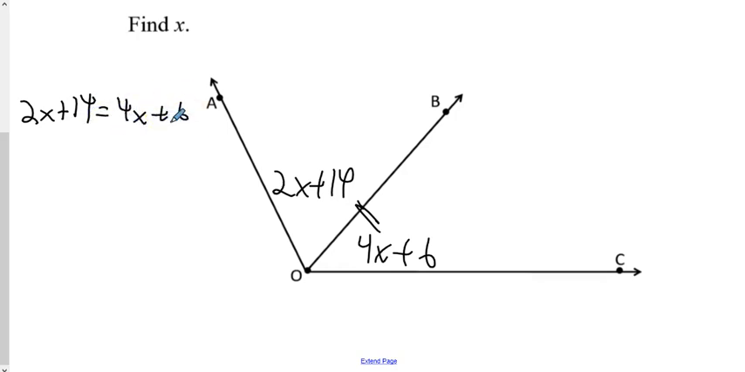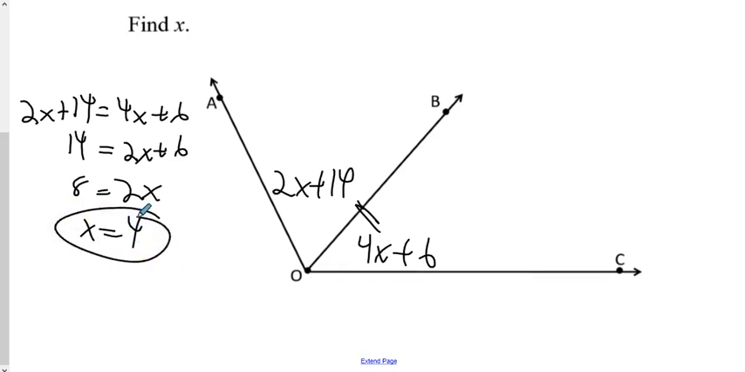Now let's subtract 2x to keep it positive. I'm going to subtract 6 from the left side and get 8. 14 minus 6 is 8. Then when I divide by 2, I get x equals 4. Now what did it ask me to do? Find x. I'm finished. But if it asked me to find AOB, I would plug in 4 right here. BOC, plug 4 in right here. AOC, plug it into both and add them, or plug it into one and just double it.